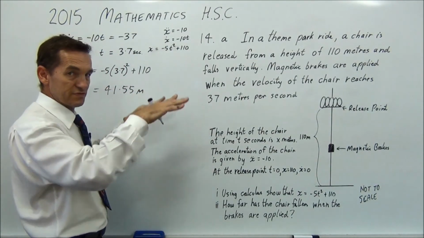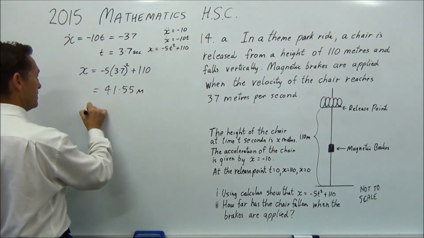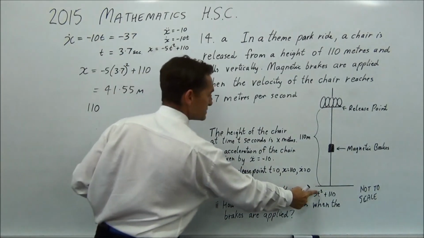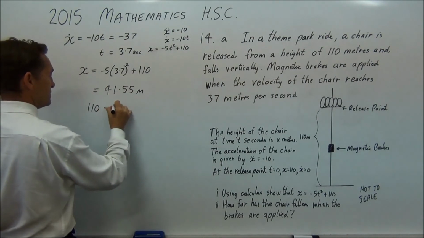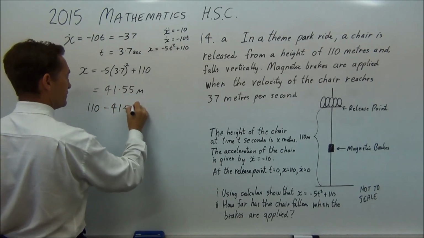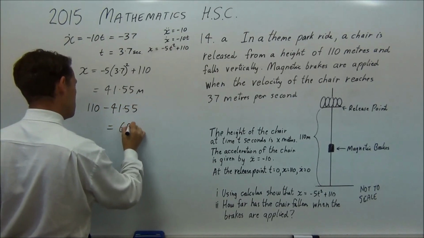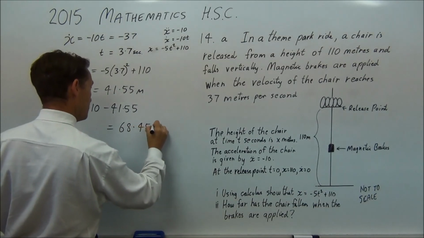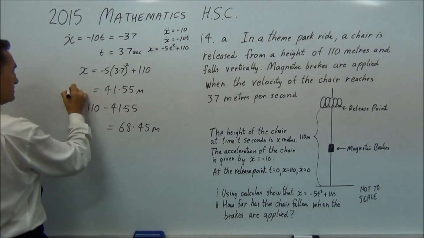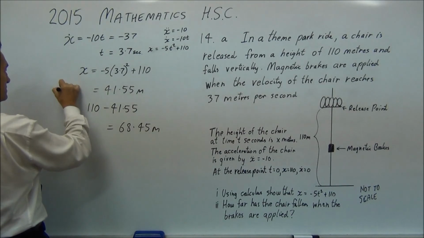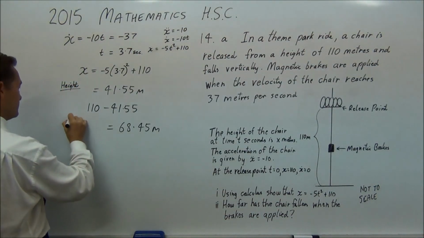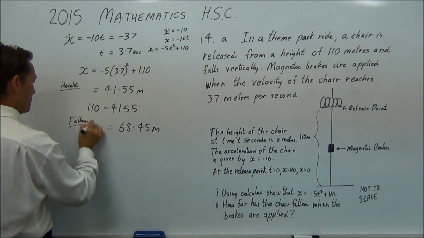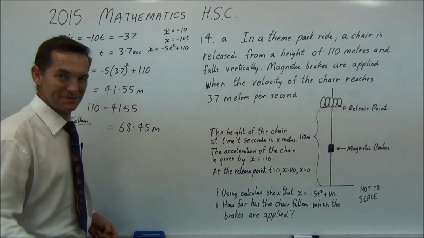You want to know how far it's fallen, so you've actually got to go 110 minus 41.55, because this is 110 and we're going downwards. So it actually equals 68.45 metres. So this is how high it is, and this is how far it's fallen. Tricky little question. And you're done.